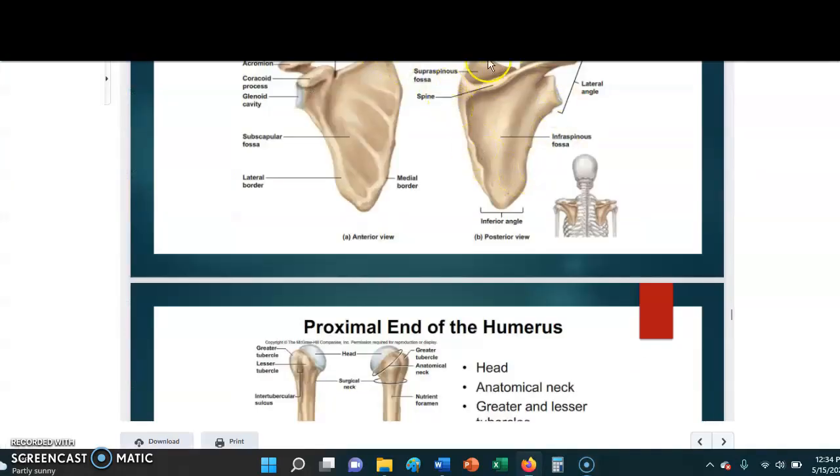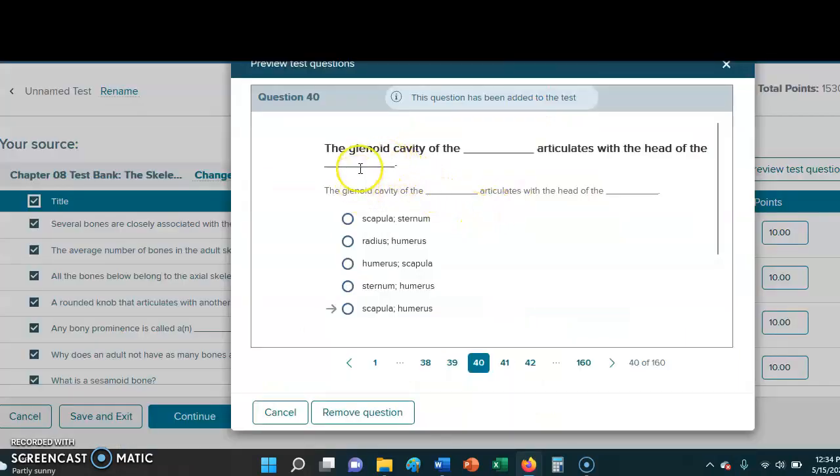And right here, this is the scapula. Right there, you have the scapula. And right here, you have the glenoid cavity. And the glenoid cavity is going to articulate with the head, this part right here, of the humerus. So then the glenoid cavity is in the scapula and articulates with the head of the humerus. Going back to the question, right here, we have the glenoid cavity of the scapula articulates with the head of the humerus. This should be the answer right there.